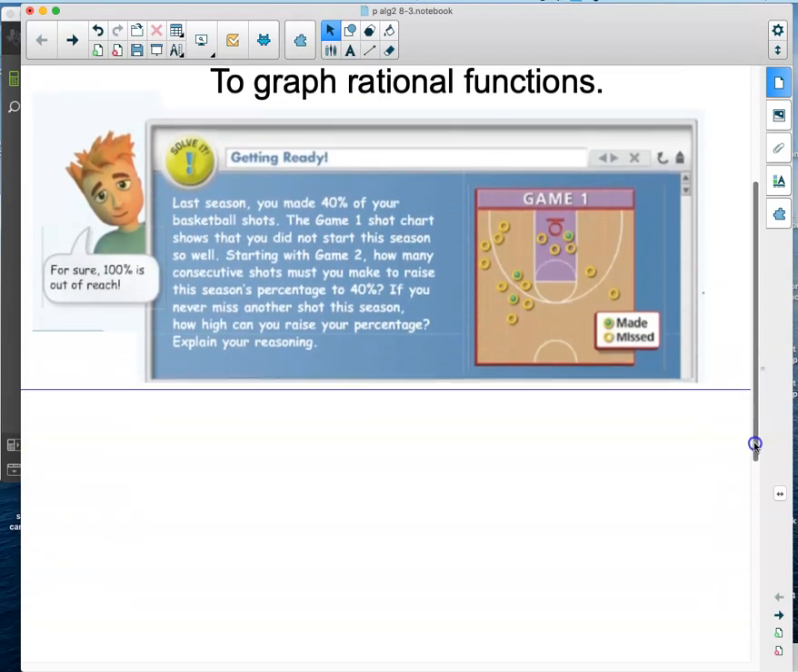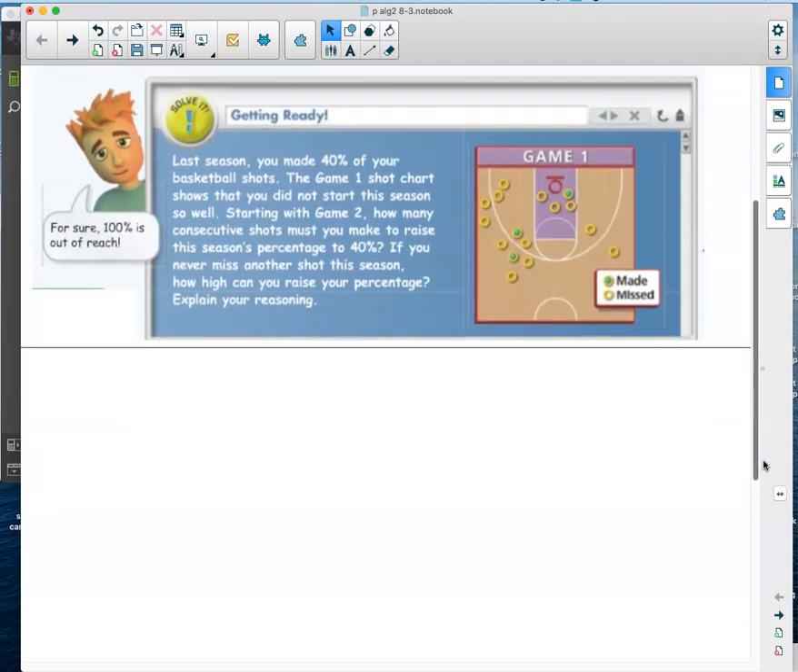And rational functions, they're one of those things that show up a lot when you're trying to do statistics for things like ball games. So last season you made 40% of your basketball shots all together. And the game 1 shot chart shows that you did not start this season so well. Let's see, we've got 1, 2, 3 little greens over, I counted this earlier, what was it, 16? Yeah, 16 total shots. So you're definitely not at your 40% that you were last year.